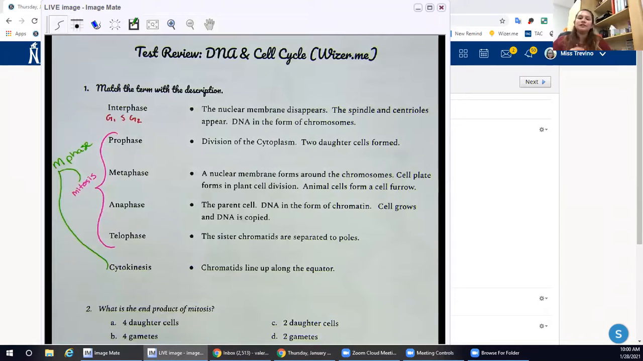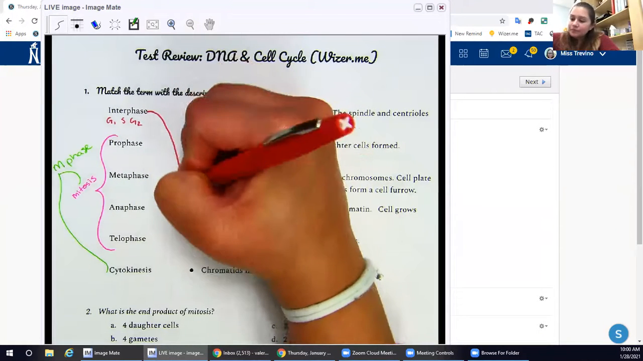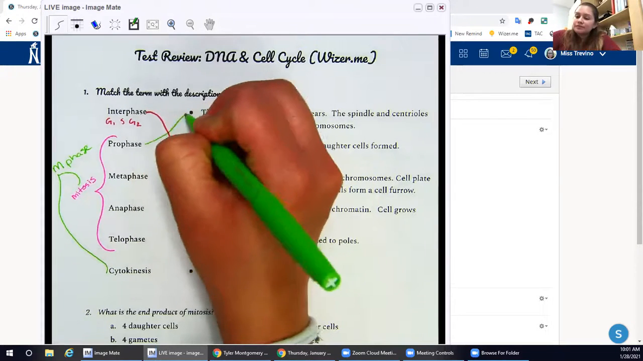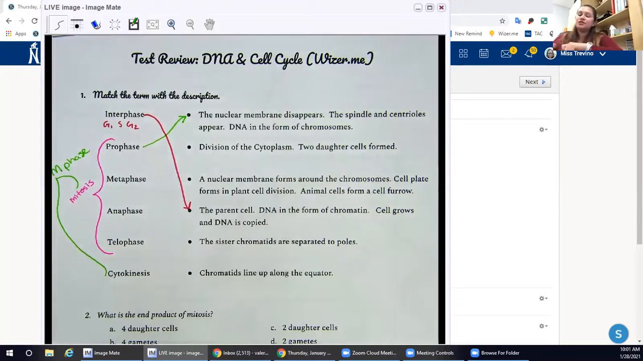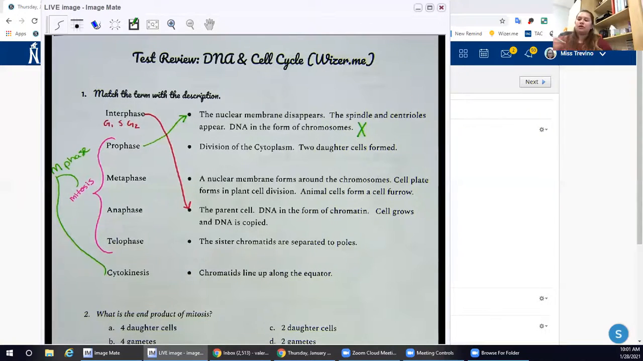All right, so the very first one is interphase. And interphase, it starts off with the parent cell. It's the DNA in the form of chromatin, and the cell grows and the DNA is copied. That all happens during interphase. In prophase, the nuclear membrane disappears. The spindle and centrioles start to appear, and the DNA is in the form of chromosomes. And those are going to be your X's. Don't forget, chromosomes are your X's.